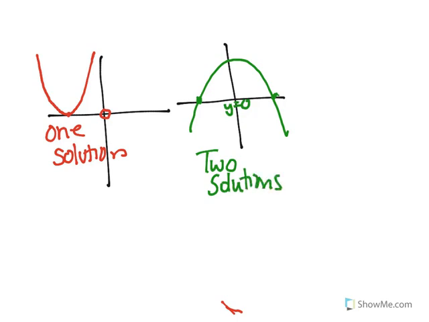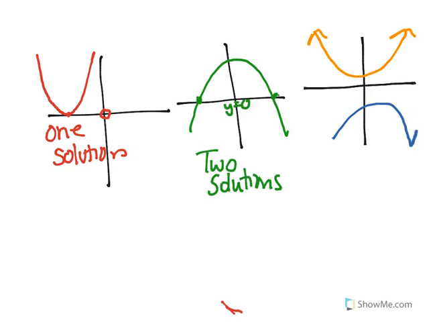And then finally, if I had a quadratic that looked like this, let's say I have one that graphs like that, or maybe one that graphs like this, and it never crosses the x-axis, so that's no solutions.